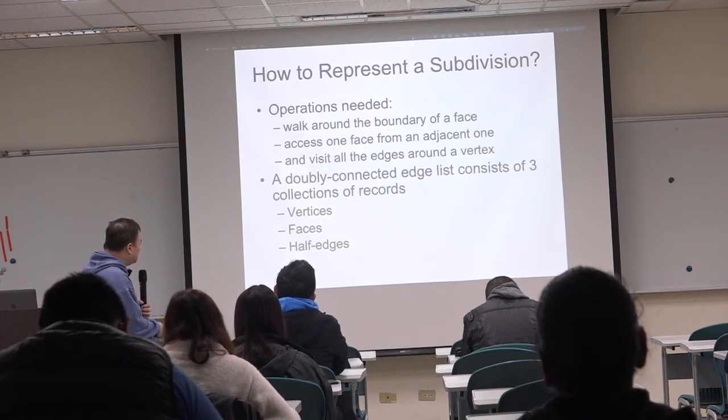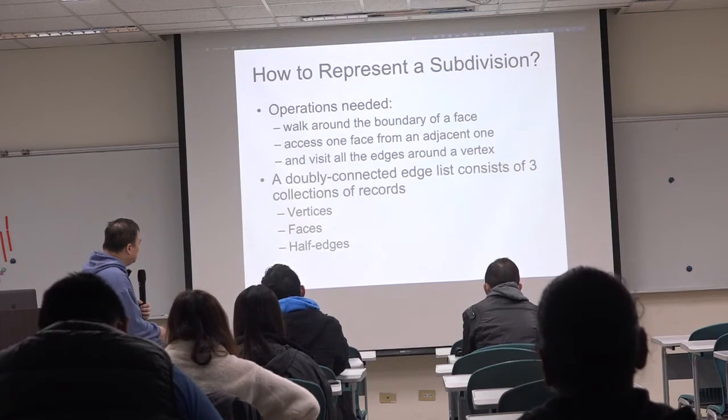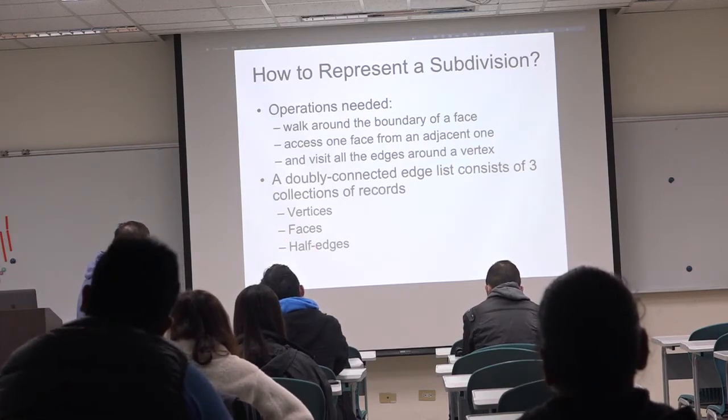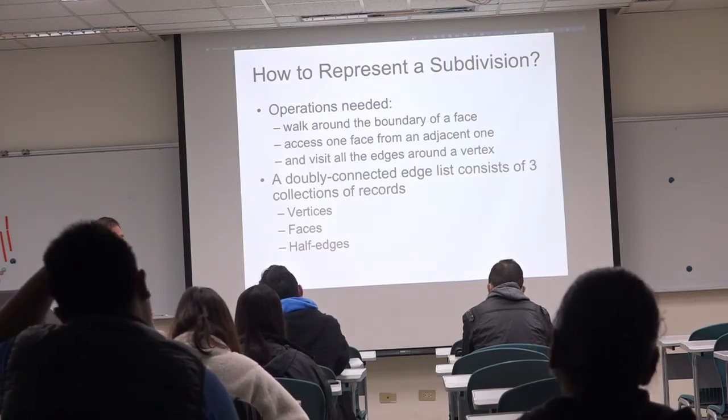Okay, the first one is the set of records for the vertices. The second one is the records for the faces. The third one is the record for the edges, but we call them half edges. Why do we call them half edges?